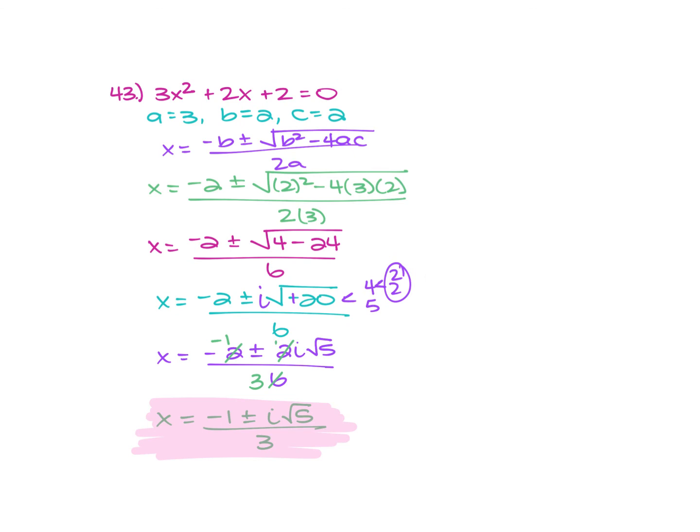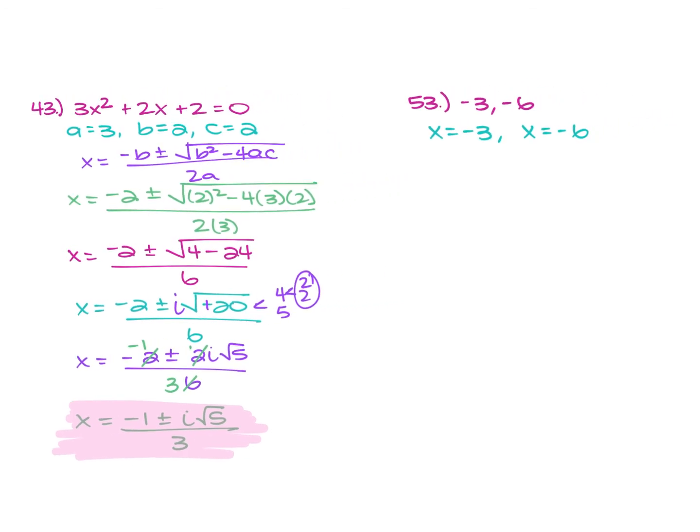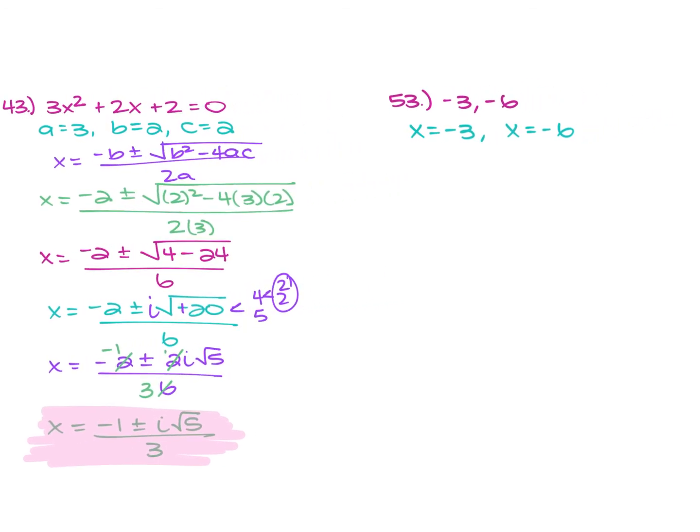The next question we're going to look at is number 53. 53 gives you negative 3 and negative 6. It tells you to write a quadratic equation that has the given pair of solutions. So these are both x is equal to negative 3, x is equal to negative 6. So if we move the 3 and the 6 over, you're going to add the 3 to both sides to get x plus 3 is equal to 0. You're going to move the 6 over by adding it, and you get x plus 6 is equal to 0.